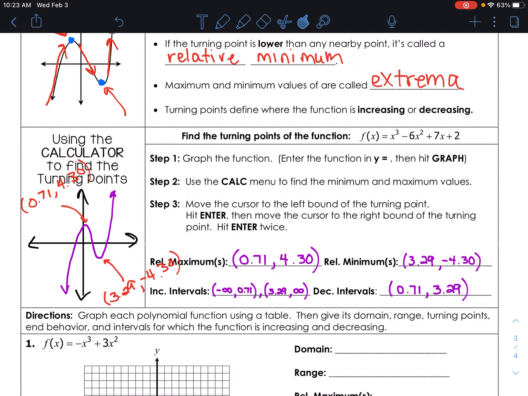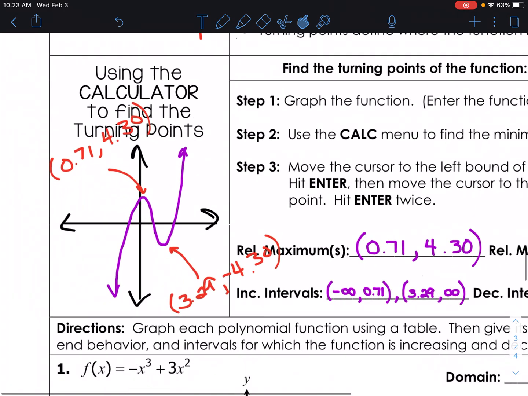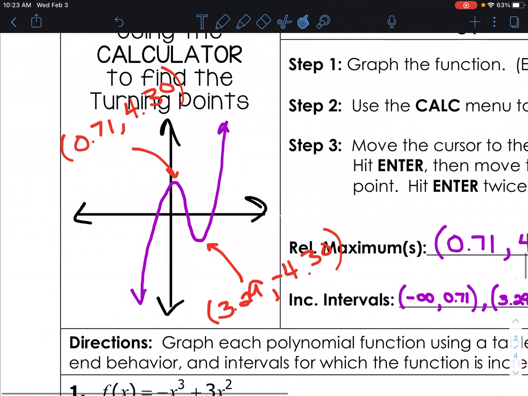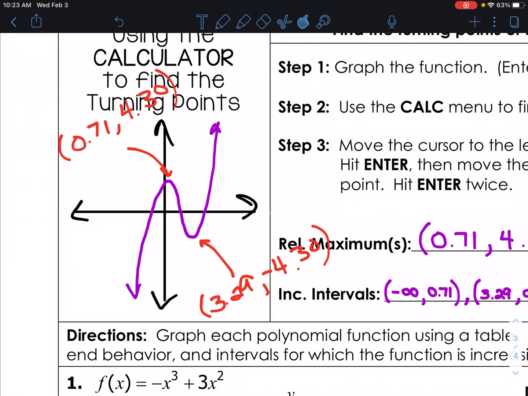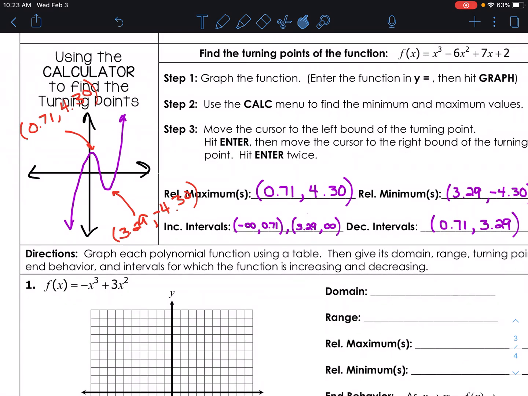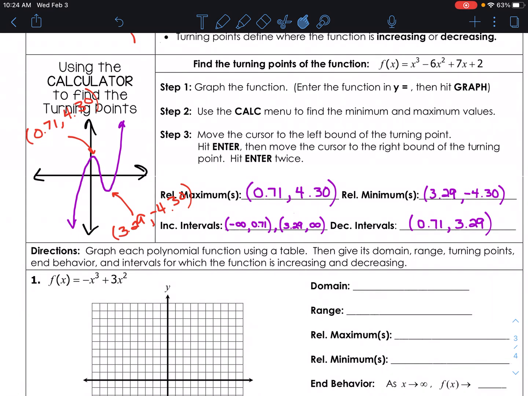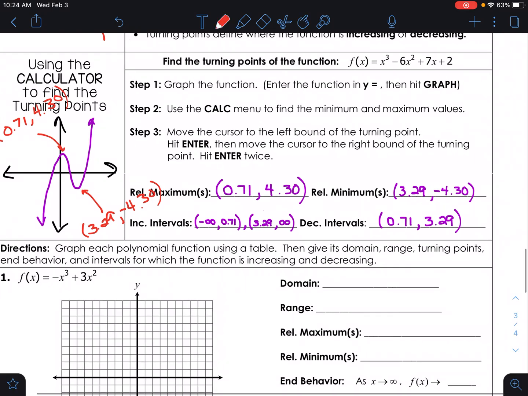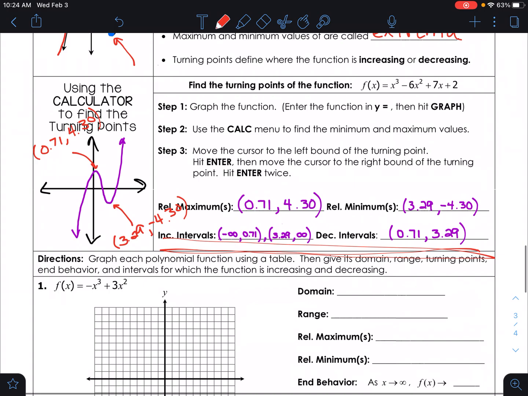Now, when you graph this, you'll get this picture here on the left. And I wrote out the relative maximum there is 0.71 comma 4.30, and the minimum is 3.29 comma negative 4.30. So we're going to learn how to find those. I'm not too worried about that right now. I do want to talk about these increasing and decreasing intervals. So let's talk about that, okay?